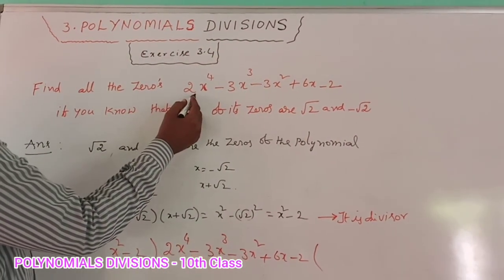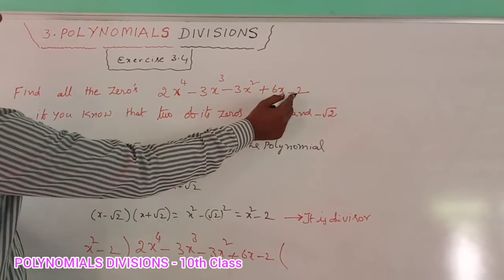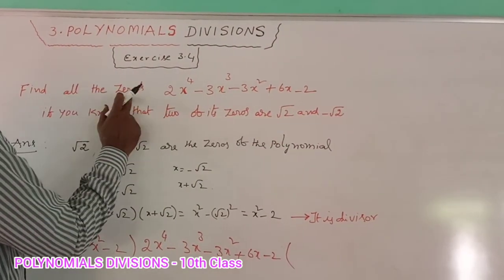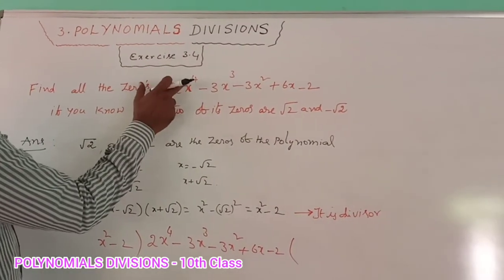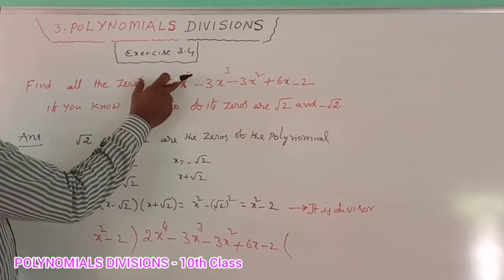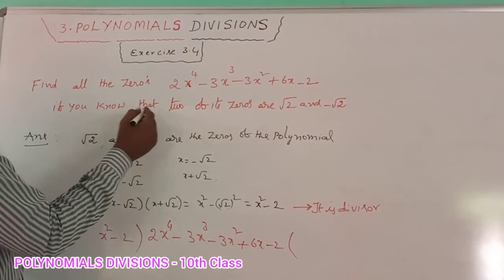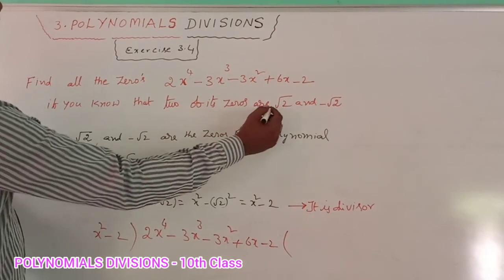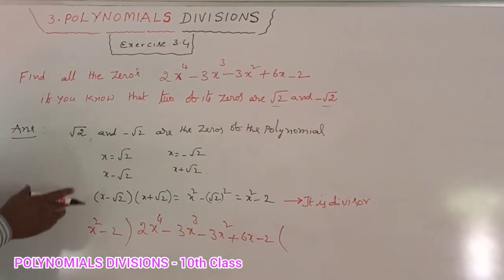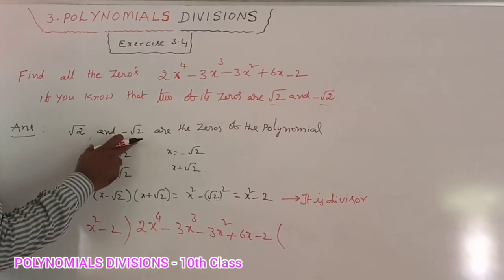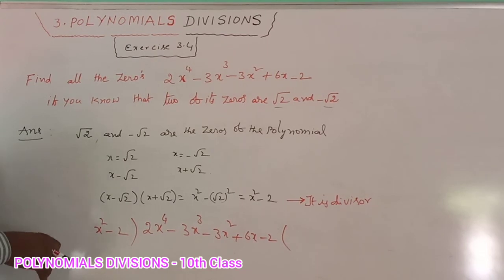Find all the zeros of 2x to the power of 4 minus 3x cube minus 3x square plus 6x minus 2. What is the highest degree? 4. How many zeros? 4 zeros are there. You know that 2 zeros are root 2 and minus root 2. So root 2 and minus root 2 are the zeros of the polynomial. So find out the remaining 2 zeros.